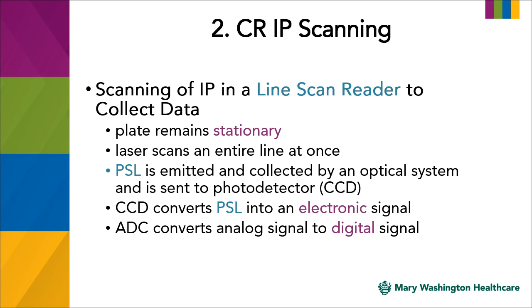On a line scan reader, the plate remains stationary, and that red laser is going to scan an entire line at one time instead of just at a point. And so PSL is still going to be that blue-violet light that is emitted, collected by the optical system, and then sent to the photodetector, which is the CCD. That CCD will convert that PSL to an electronic signal, and the ADC converts analog to digital.